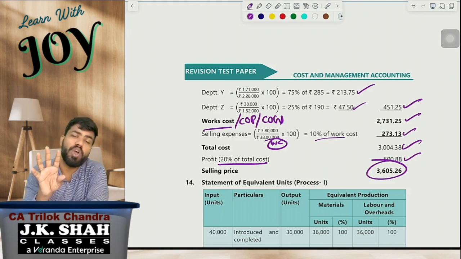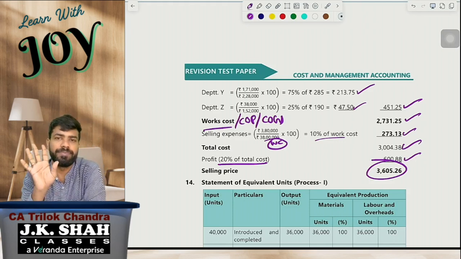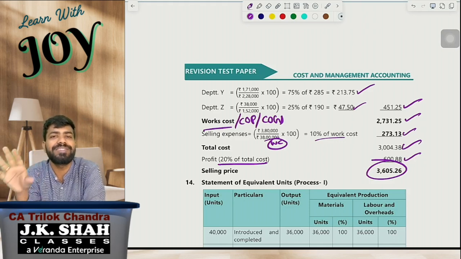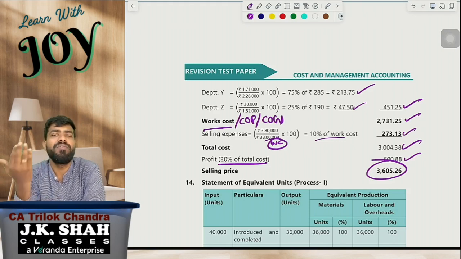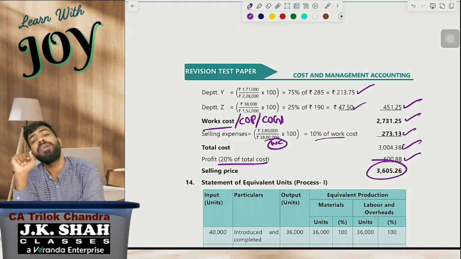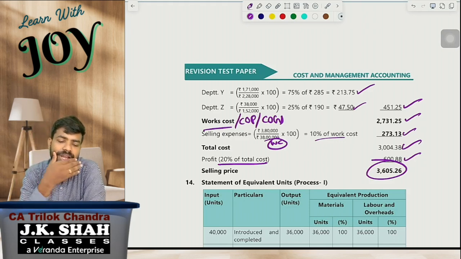In the presence of stock, the first step is the statement of equivalent units. Why? Because in process costing, when I say stock, it is all about work in progress, semi-completed. So there are two types of units: semi-completed and fully completed. So we are going to calculate the equivalent units. Once we calculate the equivalent units, then we'll calculate cost per equivalent unit, then we'll do the apportionment, then we'll prepare the process account. Let us look at the question.